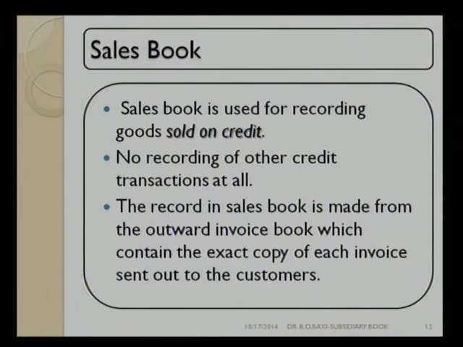Say for example, you have sold your old scrap to your nearby store and they say okay fine sir, we will pay you after 3 days, and they have made a payment. It will not come here. It is your other income. Here only sales, and credit sales. Cash sales, no. Any other income, no. Only credit sales.